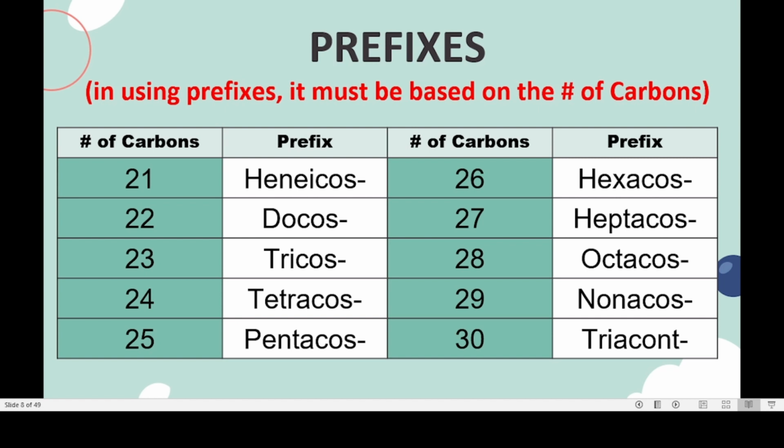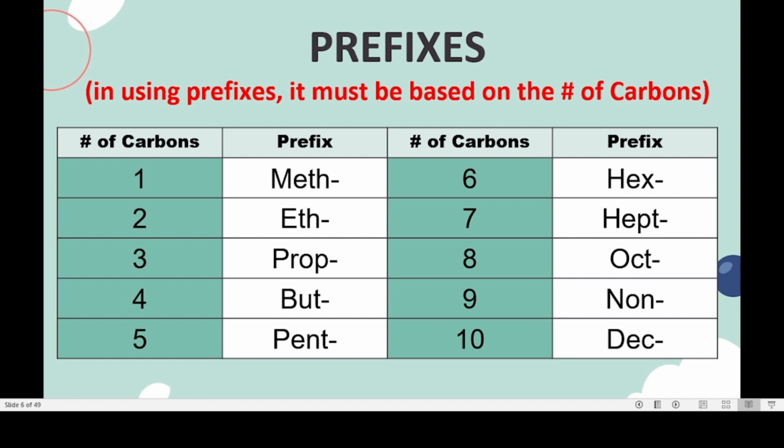henicos, 22 is docos, 23 is tricos, 24 is tetracos, 25 is pentacos, 26 hexacos, 27 heptacos, 28 octacos, 29 nonacos, and lastly 30 is triacont. So these are the prefixes that you're going to use to name the hydrocarbon.